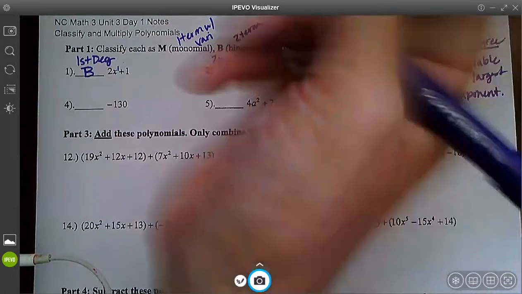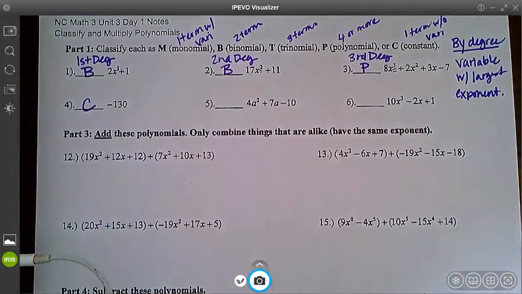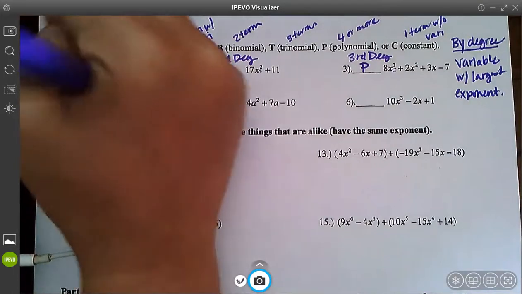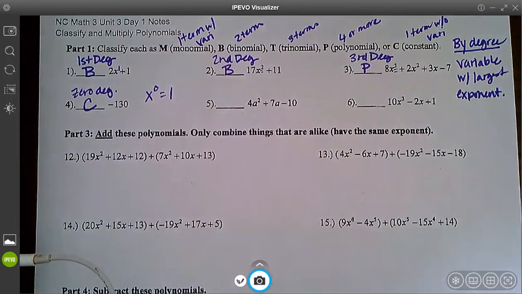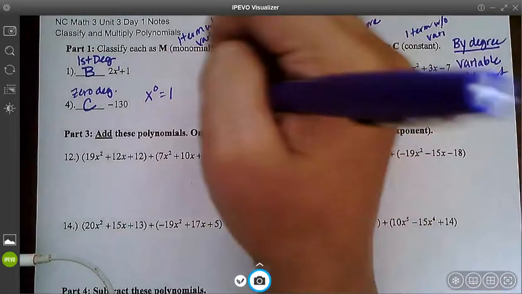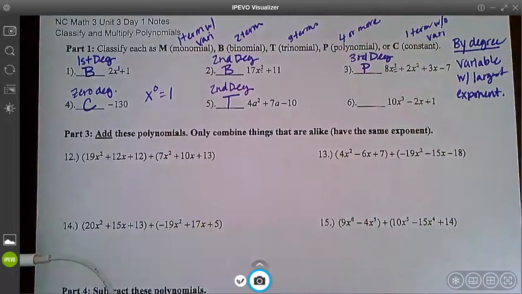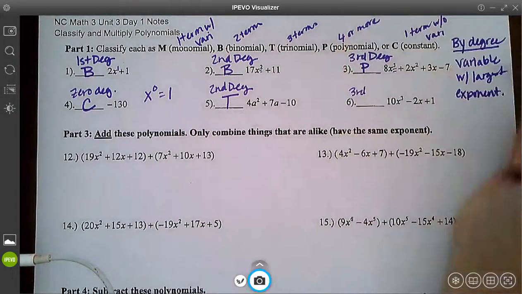Negative 130, that is a constant because it doesn't have a variable. And with a constant, it's always 0 degree. Because anything to the 0 power is 1, so it's like having negative 130x to the 0. This one is a second degree trinomial. And the last one is third degree trinomial.